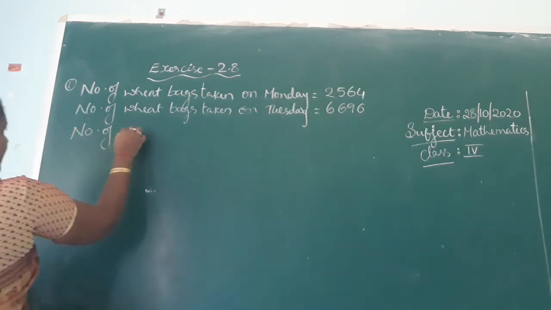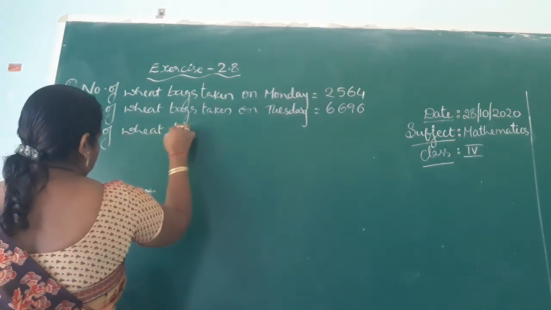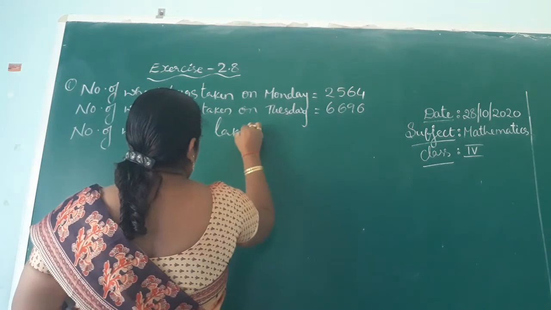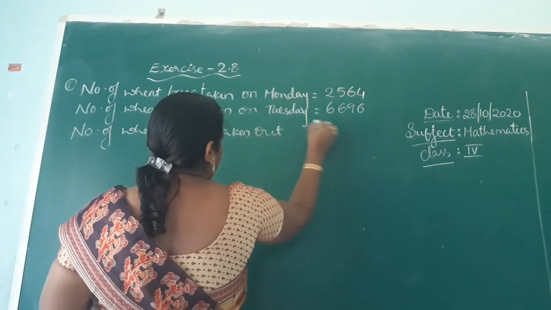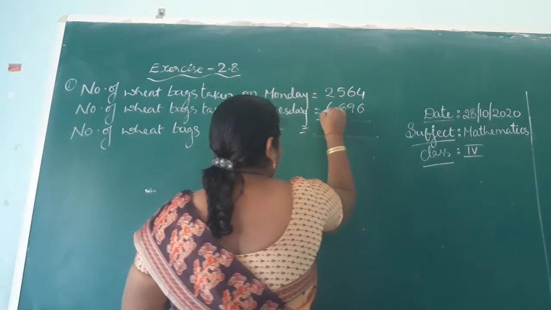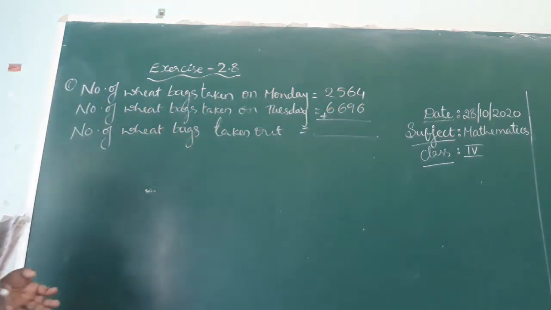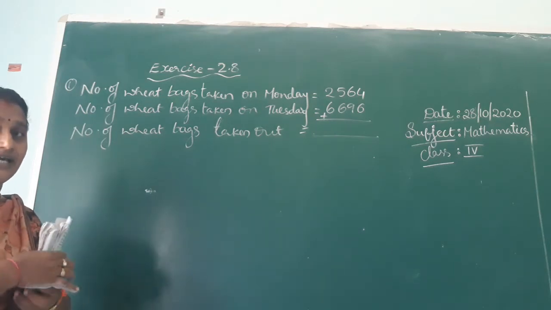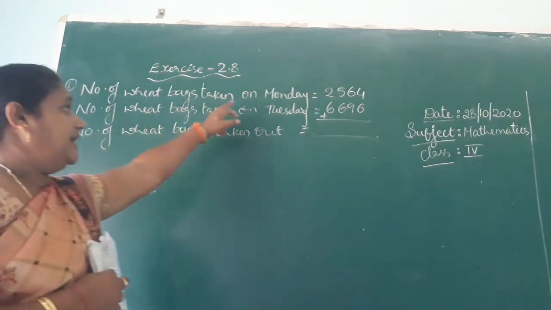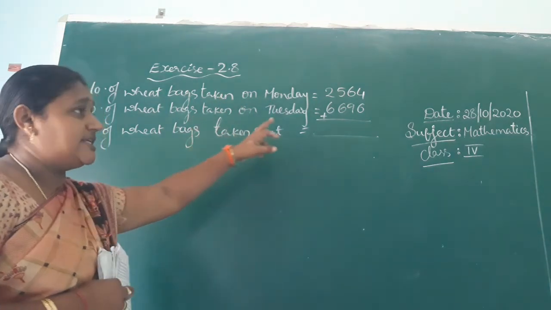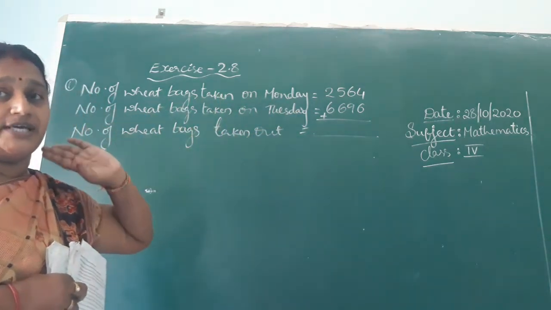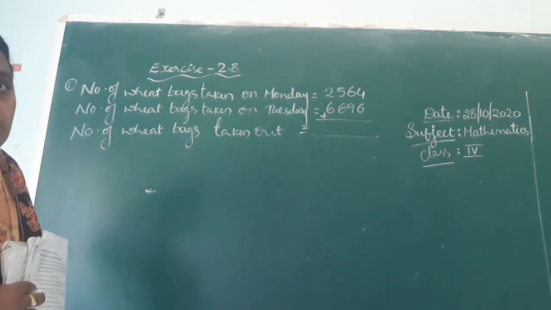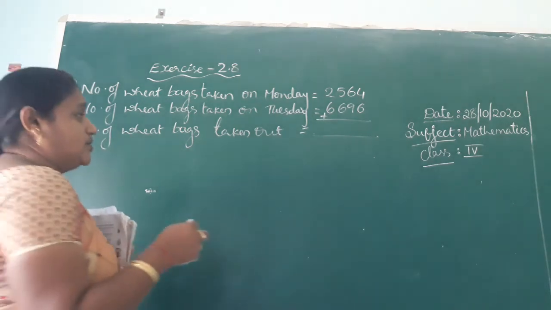Number of wheat bags taken out. How many were taken out? First of all, if you add these two, you will get the answer. What did the question give? They gave 9,569 bags of wheat in the godown. In that, on Monday 2,564 and on Tuesday 6,696 bags were taken. They are asking how many bags were left in that godown. So first you have to know how many were taken out.